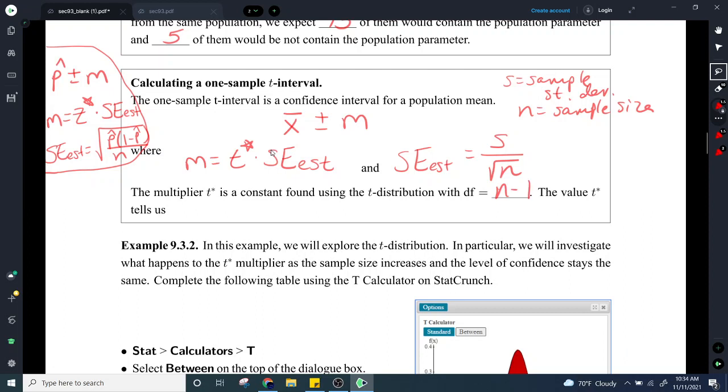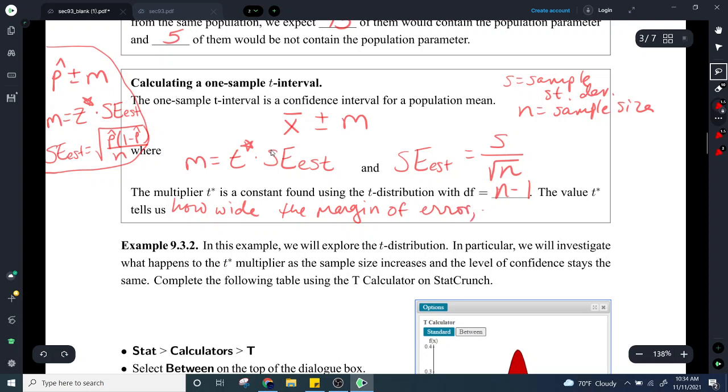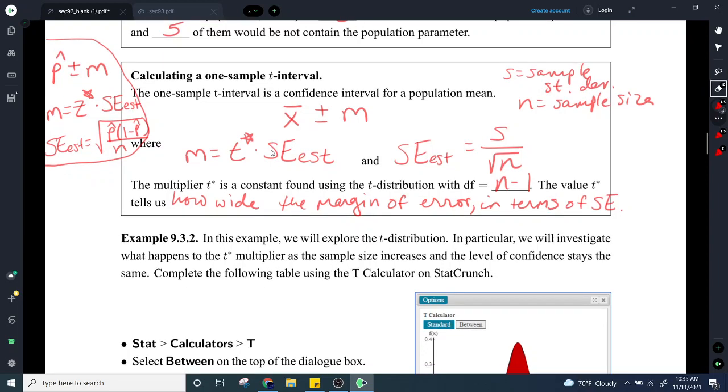This value t star tells us how wide the margin of error is, in terms of the standard error. Like I said, it's very similar to what we used z star for before. Z star told us how far out to cover in our distribution, how many standard errors to include. It's the exact same thing. T star tells us how many standard errors to include in our margin of error.